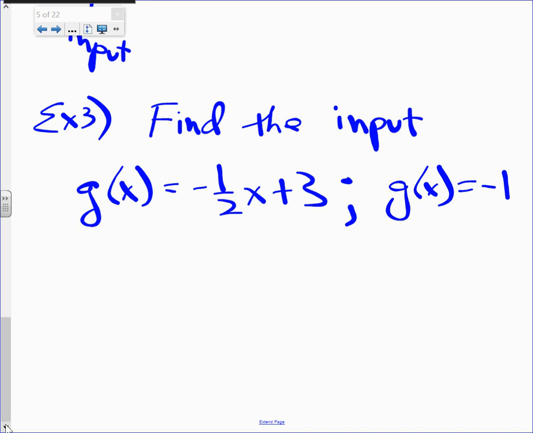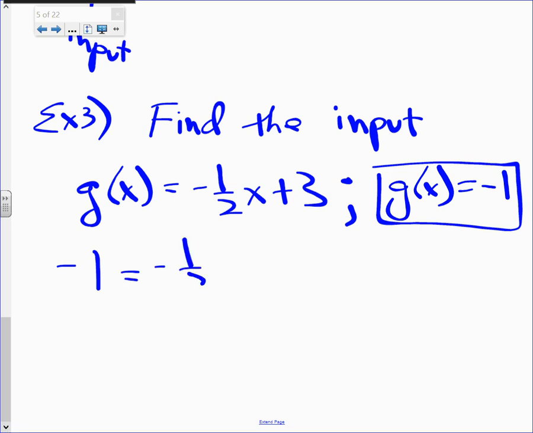So the mission is to find the input. I'm giving you the output. Here it is. All right, let's replace the output with what the output is. The output is negative 1. Let's do this: negative 1 equals negative 1/2 x plus 3.